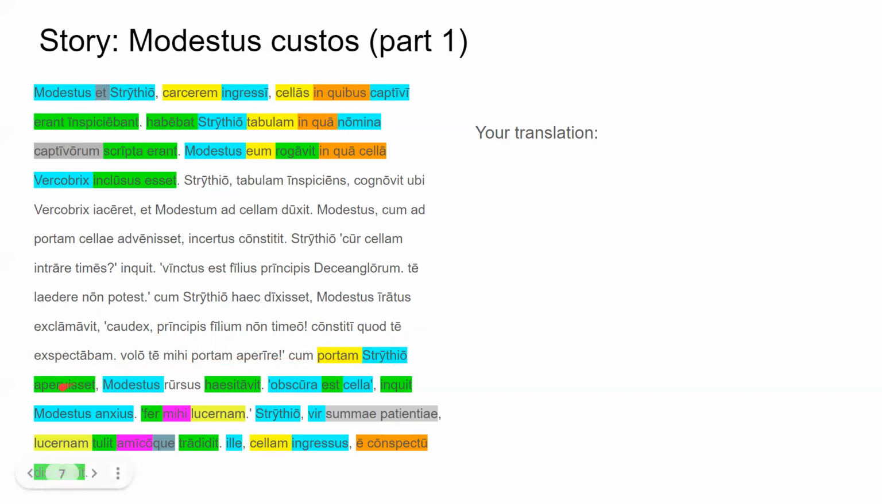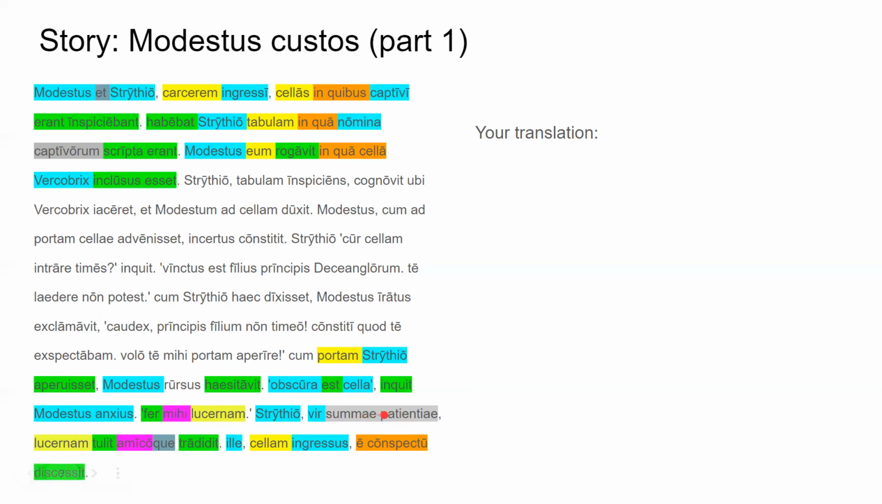Cum portam Strithio aperuisset. So when Strithio had opened the door, this is again a temporal clause. We can tell because cum plus subjunctive. Modestus rursus hesitavit. So Modestus again hesitated. Rursus is an adverb. Obscura est cella. So the room, the cell is dark. Inquit Modestus anxius, said Modestus anxiously, fer mihi lucernam, bring to me a lamp. So bring me a lamp.